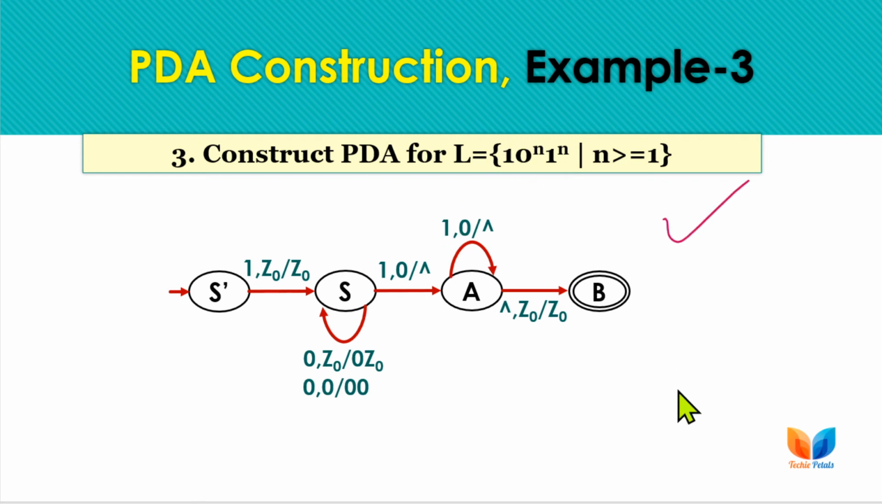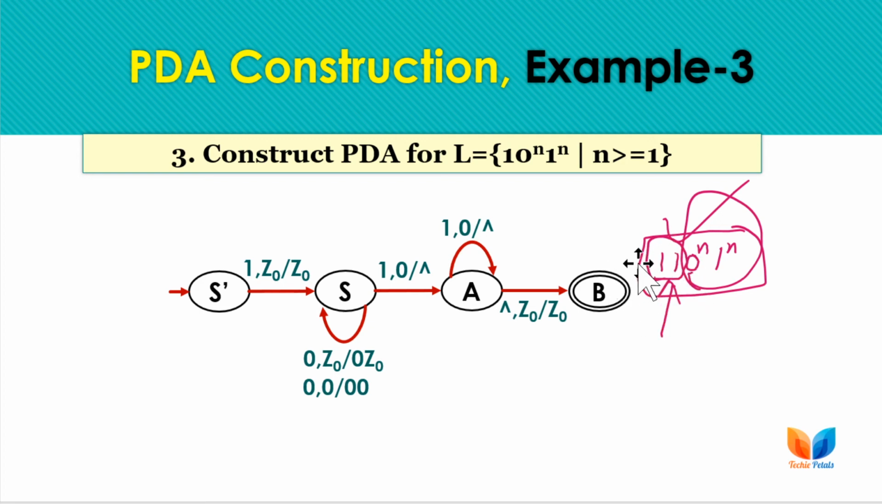If we have a language like 11 0 raised to power n 1 raised to power n, for this type of question you may need to make two transitions before starting with this check. But you need not push these two ones onto the stack, you just need to make two transitions to receive these two ones and move to the next state. Here we had only one input symbol 1, so we made only one transition.